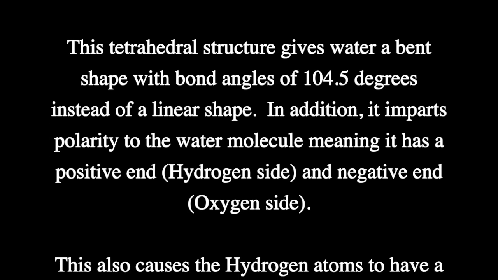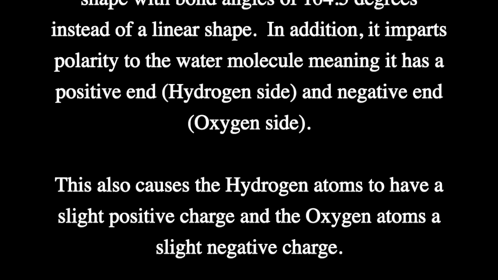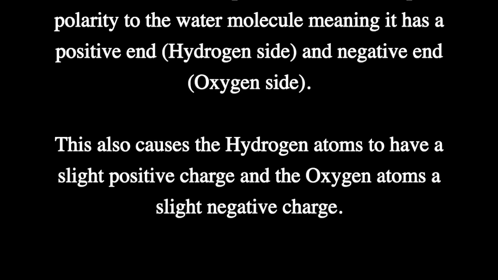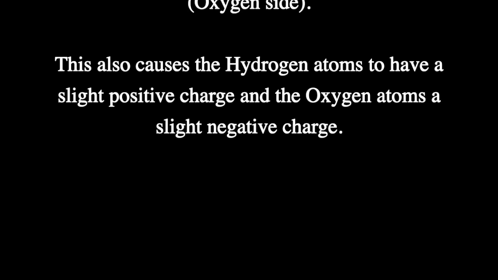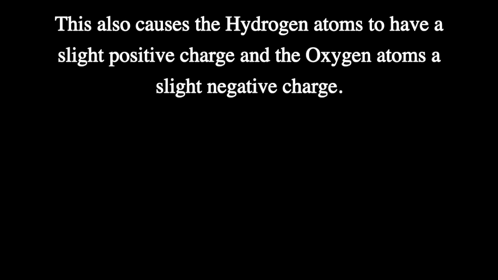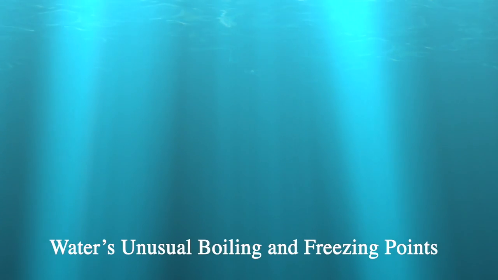The tetrahedral structure gives water a bent shape with bond angles of 104.5 degrees instead of a linear shape. In addition, it imparts polarity to the water molecule, meaning it has a positive end, the hydrogen side, and a negative end, the oxygen side. This also causes the hydrogen atoms to have a slight positive charge and the oxygen atom a slight negative charge. Water's unusual boiling and freezing points.